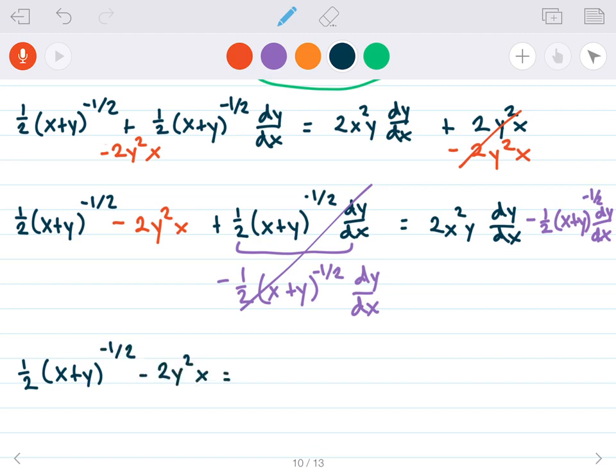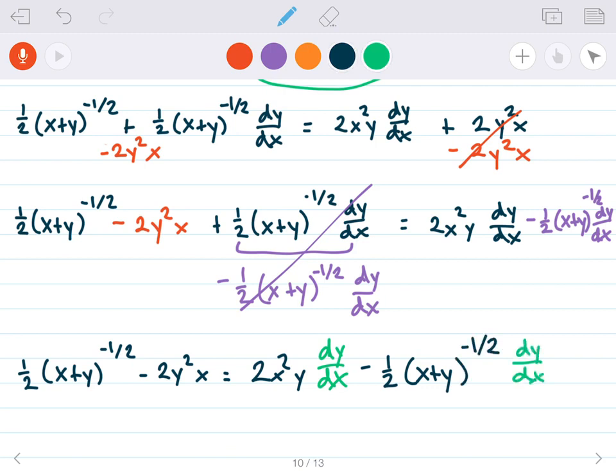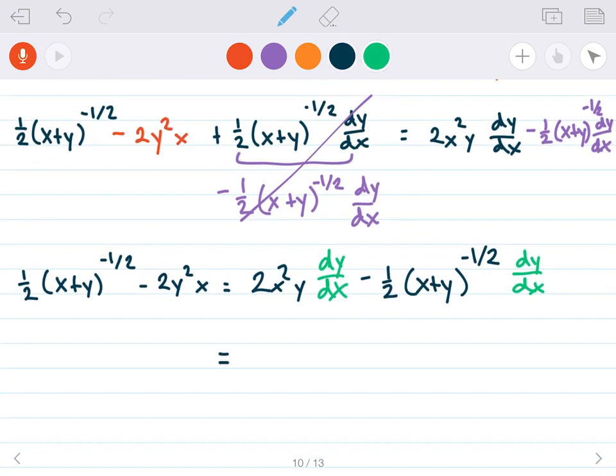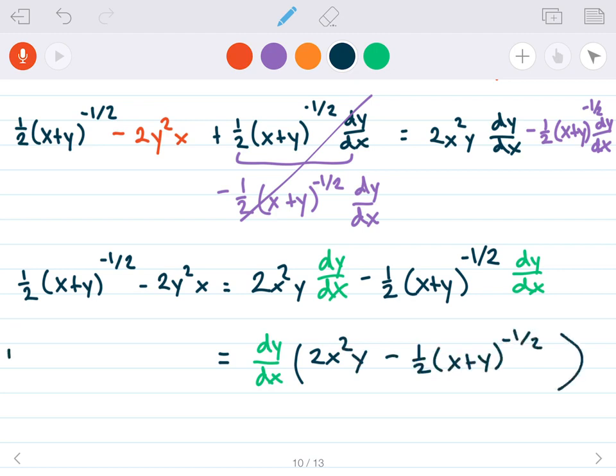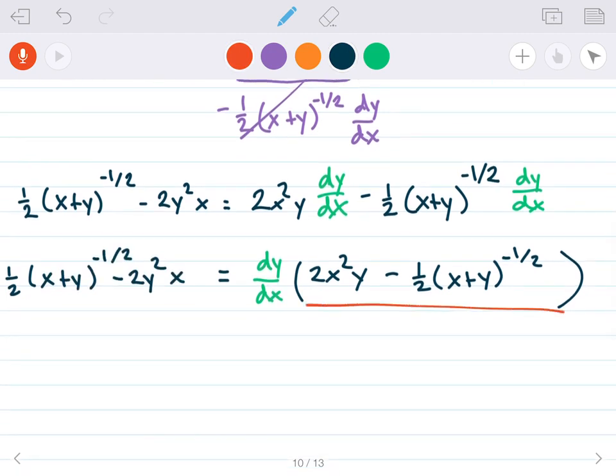So now I'm in a good position. Got my dy/dx terms grouped on the right side. And what I'm going to do now, since I did that, is factor out the dy/dx on the right so that I can do my division. I get that minus 1/2 (x plus y) to the negative 1/2. All right, factored. The left side is just chilling for a second. Okay, now my last step is to just divide by this mess.